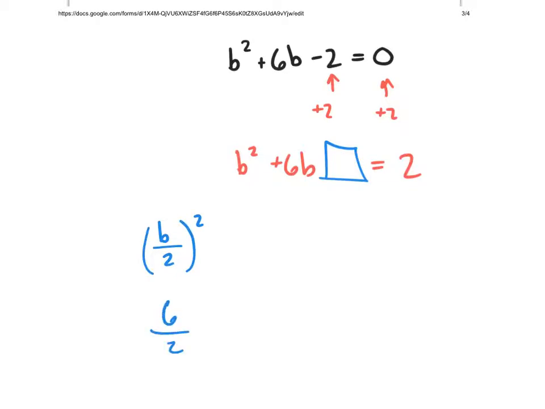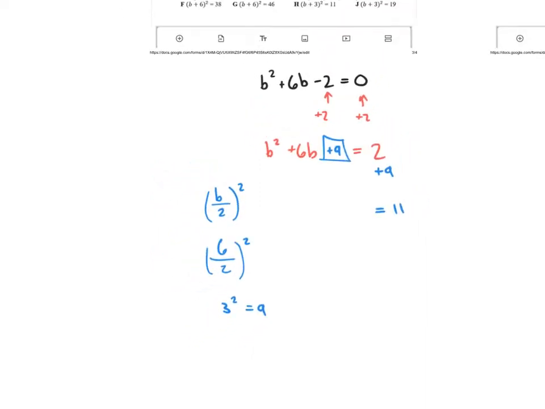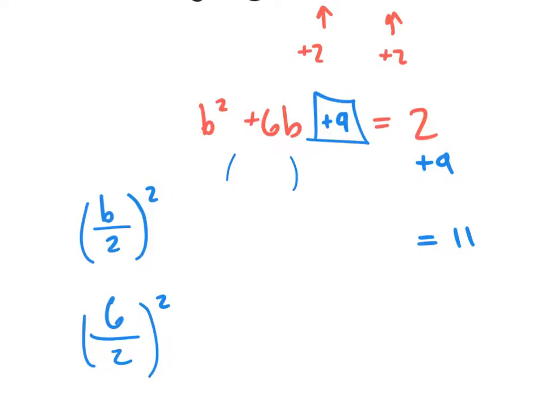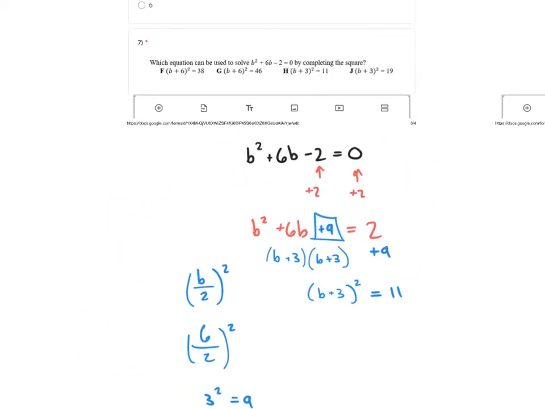And in this case, our b is 2. So that would give us 3 squared, which is equal to 9. So that means this missing number is a plus 9. But what I add to one side, I must also add to the other. So now we're equal to 11. And if you think about it, this should now factor to b plus 3 and b plus 3. Because 3 times 3 is 9, and 3 plus 3 is 6. And that takes us down here to b plus 3 squared is equal to 11. And that's where you see the correct answer there for H.